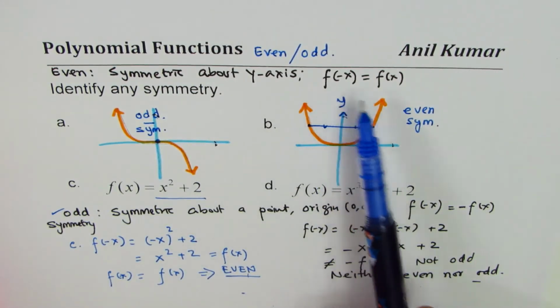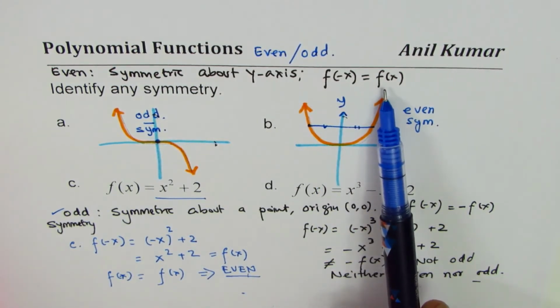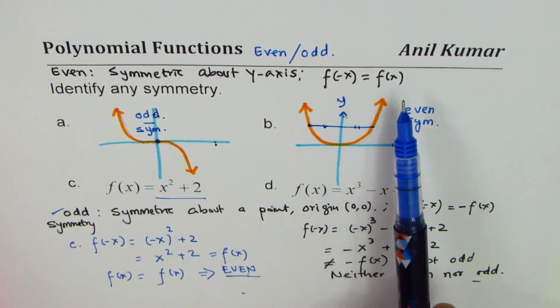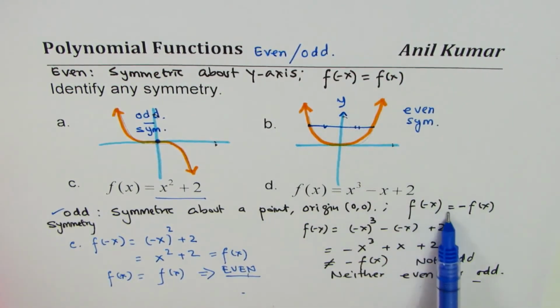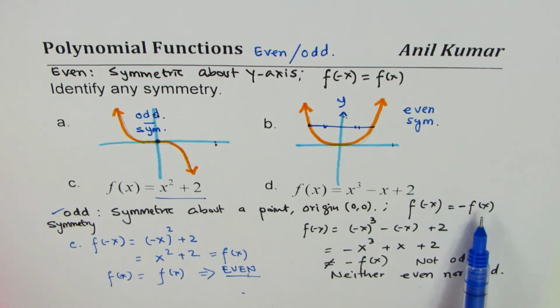If f of minus x is not equal to f of x, then it doesn't have even symmetry. It could have odd symmetry if f of minus x is equal to minus of f of x. But if both are not true, then the function does not have even or odd symmetry. So part D doesn't have either even or odd symmetry, so it's neither of them. So that's what we conclude from this video.